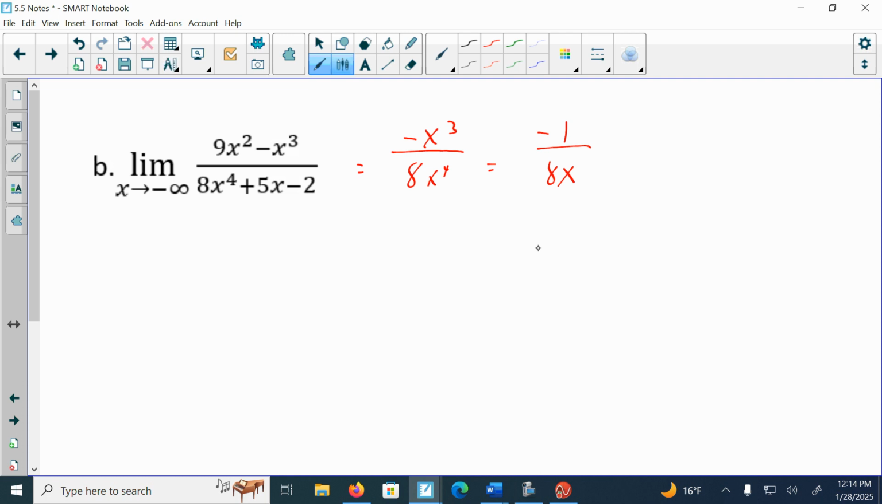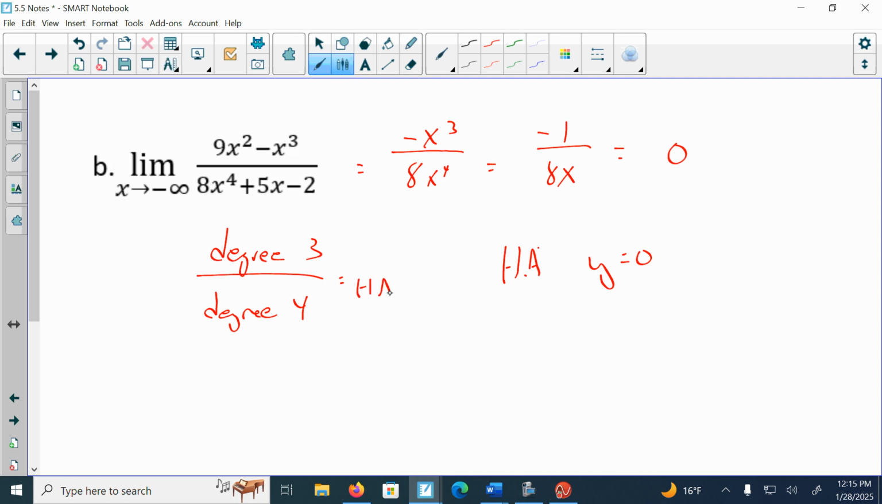Well, as x gets smaller and smaller, that's going to be like -1 divided by 80, and then 800, and then 8,000. So as this happens, it gets closer and closer to 0, so my horizontal asymptote is y is equal to 0. What we said before is if the degree of the numerator is 3 and the degree of the denominator is 4, if the degree of the denominator is more than the degree of the numerator, it's always going to have a horizontal asymptote of y is equal to 0. Since my horizontal asymptote is y is equal to 0, then its limit as x approaches negative infinity is also going to be 0.